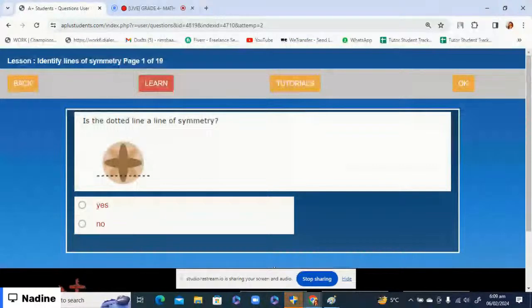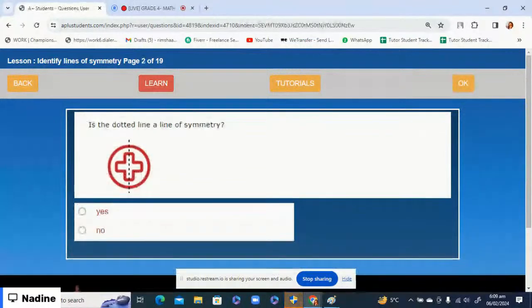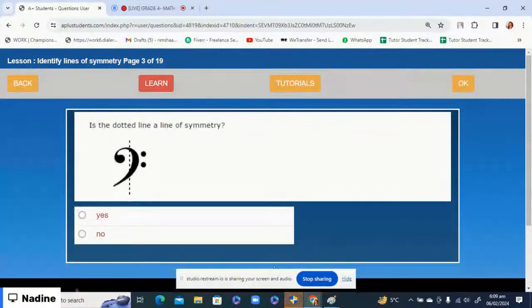Is the dotted line a line of symmetry? Yes or no? No, this is not a line of symmetry. Then for the next one, is the dotted line a line of symmetry? Now here, check. Yes, this line is a line of symmetry because it's in the middle of that. So we can say that this is basically the line of symmetry. Okay. In this way you can do all the rest of the questions. No, this is not.